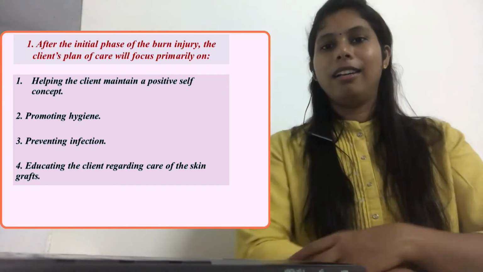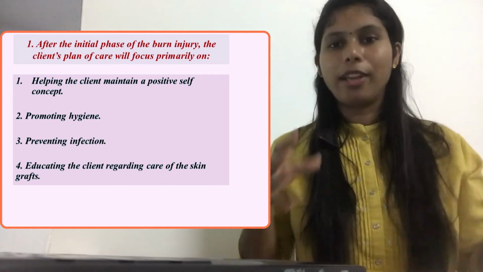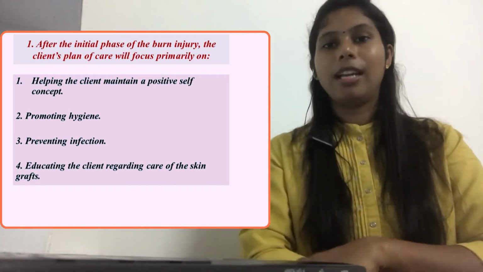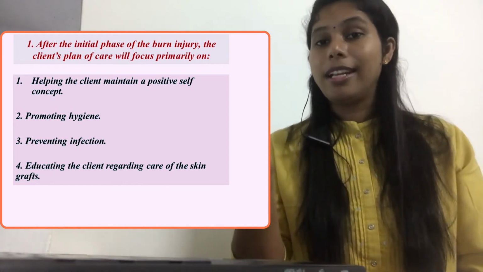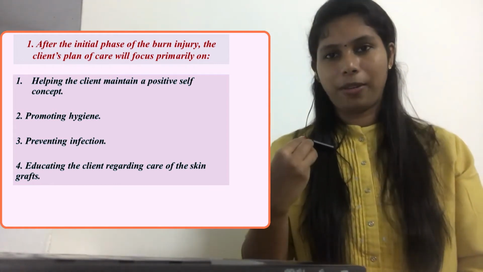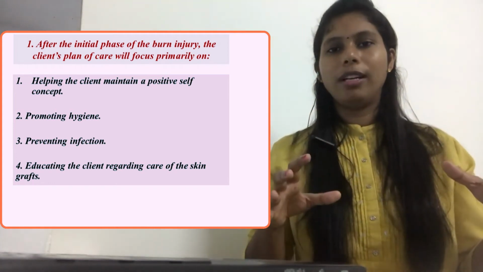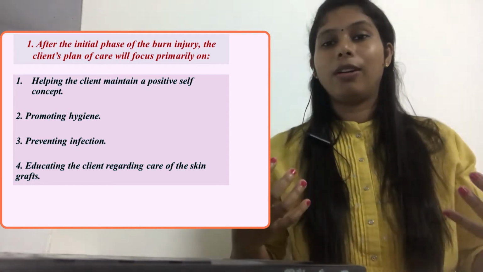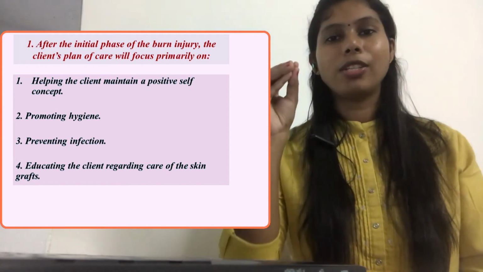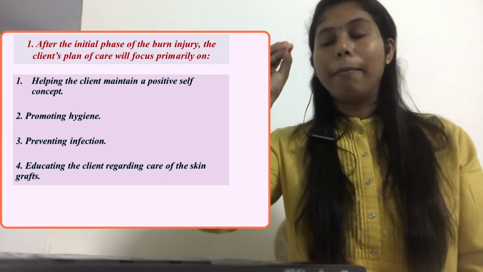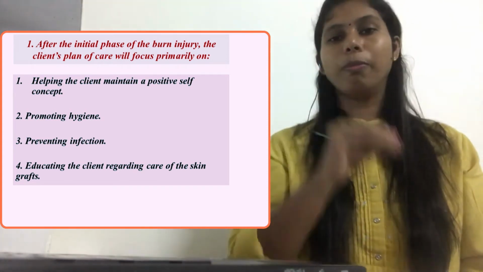the layer that is protecting our body from all other surrounding infections, so that also gets burned. So that is going to increase the chance of getting infection, and all the phagocytosis and all the processes of protection or immunity against infection get impaired. So the chance of getting infection is the main problem in this stage after the initial phase of burn injury.